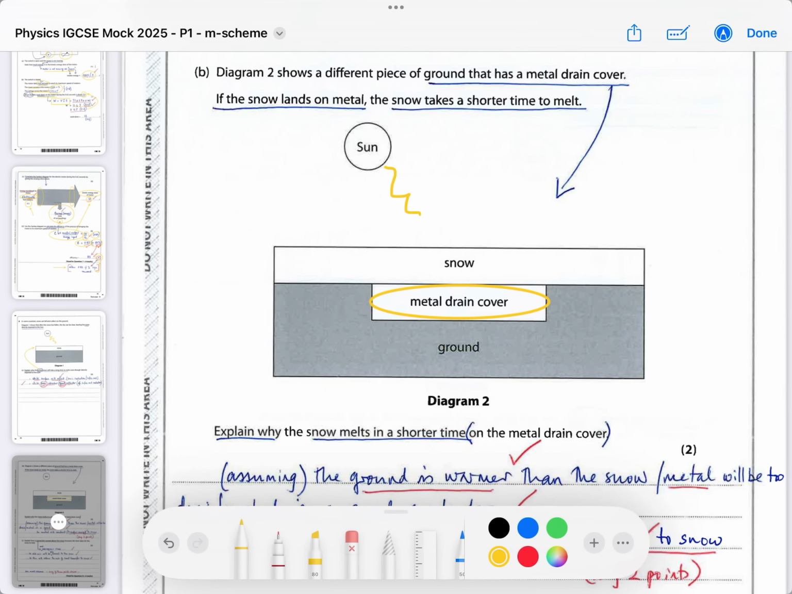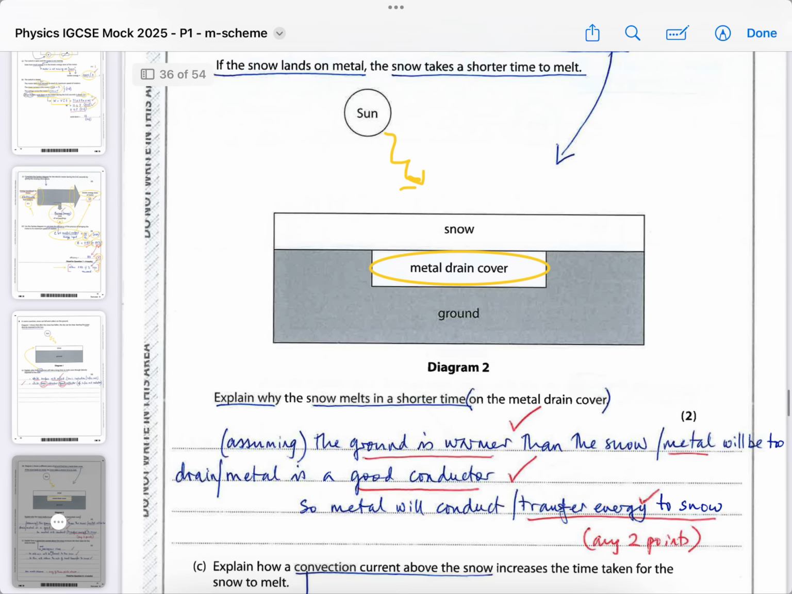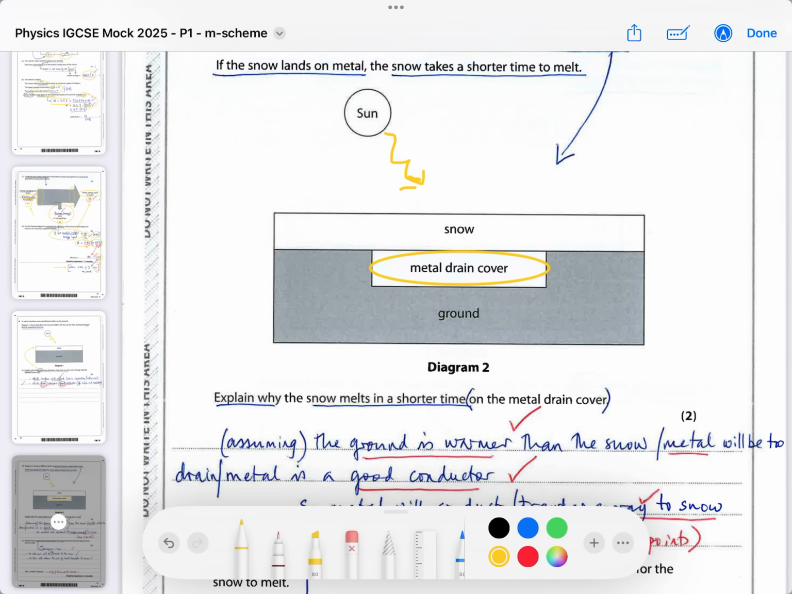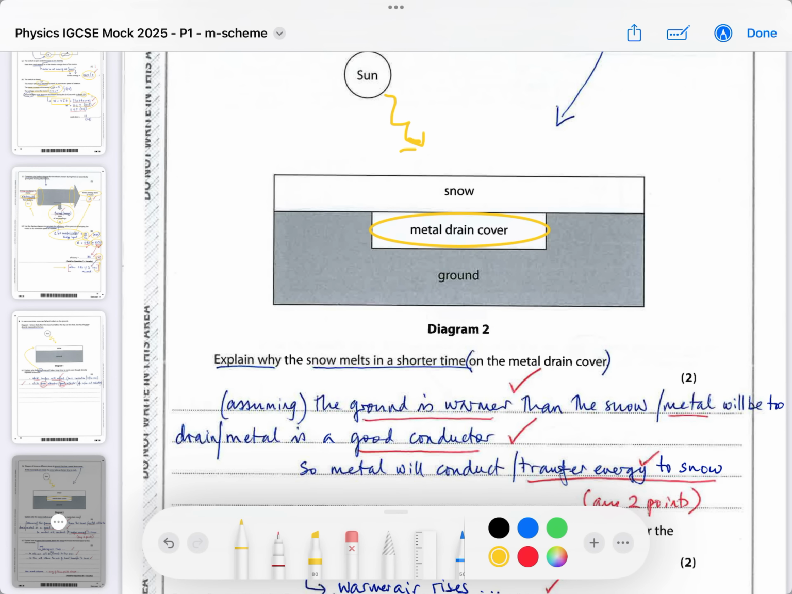Well, the amount of radiation hasn't changed. You're still getting the same amount of radiation coming from the sun, but explain why the snow melts in a shorter time on the metal drain cover. So you've got to immediately say, okay, metal is a good conductor. So the first thing you've got to say is that the metal is a good conductor. 1 mark.